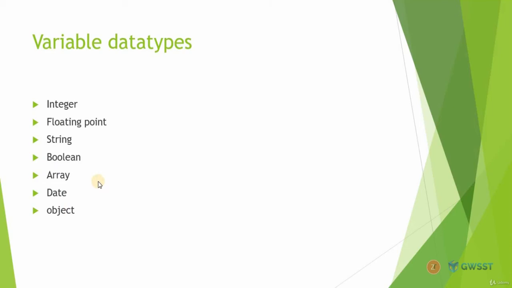Now we have different types of data types when it comes to variables. We have integers, floating points, strings, boolean, arrays, date and objects. So this might seem all kind of really confusing, but don't worry about it. We're going to cover a lot of things about all of these in the further classes.